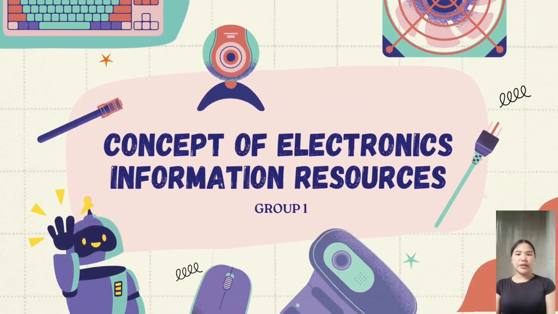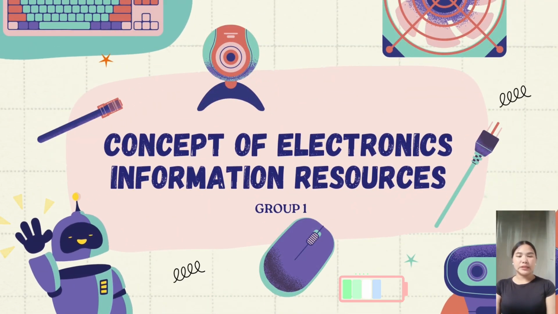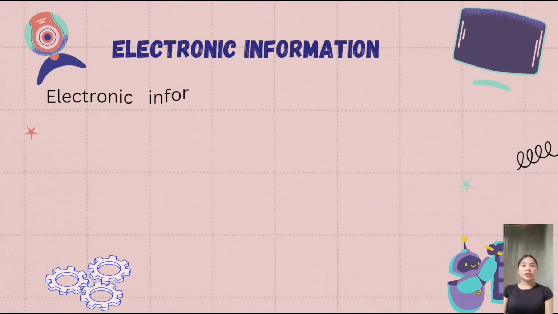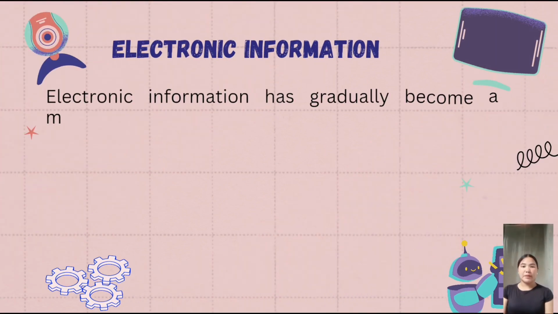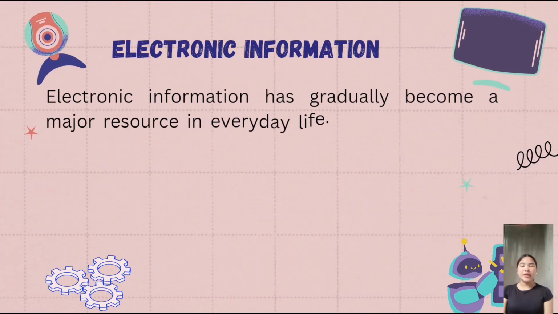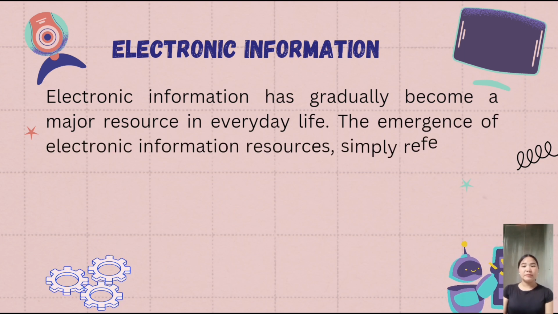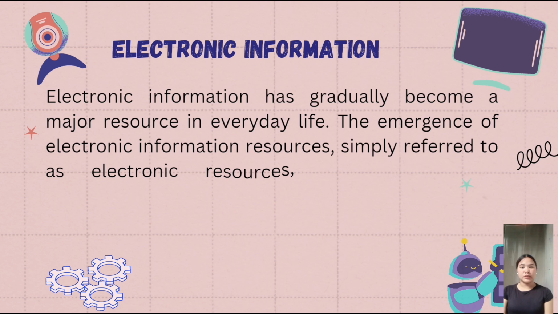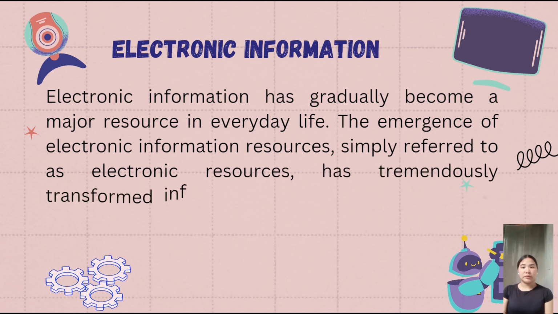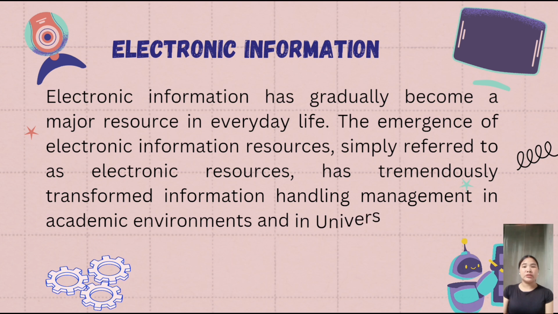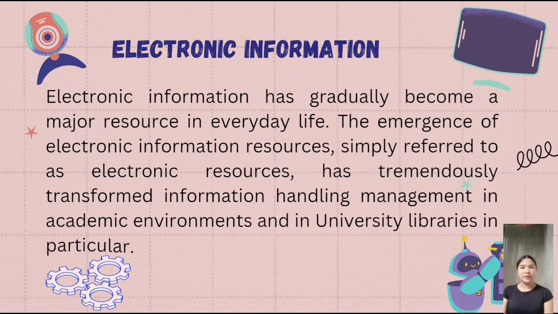Hello everyone, today I'm going to discuss what electronic information is all about. Electronic information has gradually become a major resource in everyday life. The emergence of electronic information resources, simply referred to as electronic resources, has tremendously transformed information handling and management in academic environments, and in university libraries in particular.